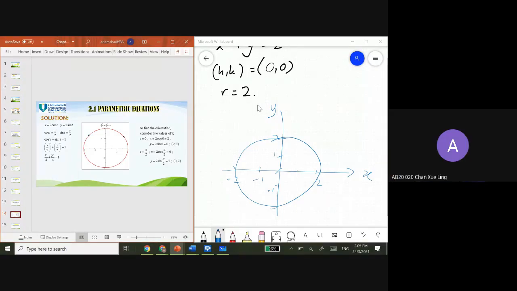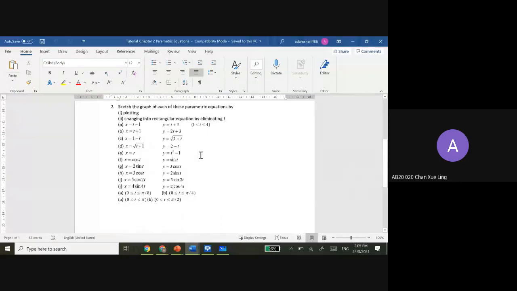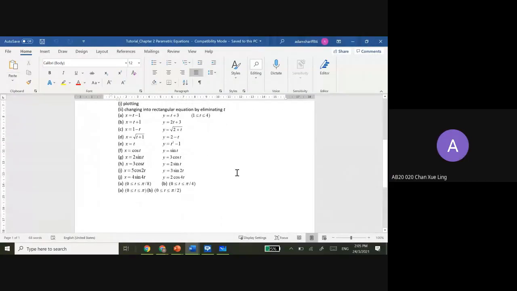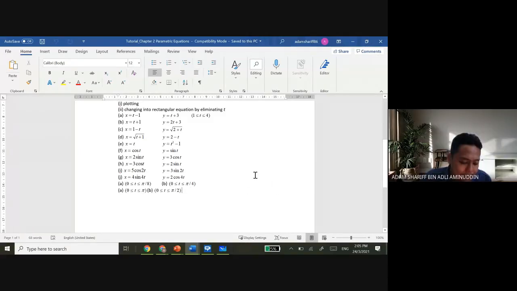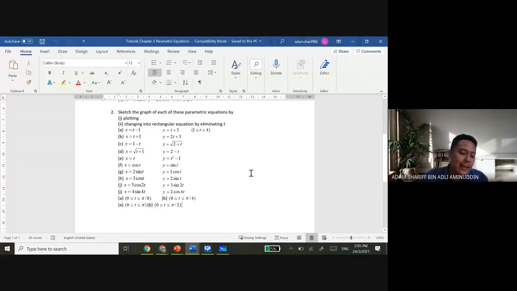Soalan lain? Ya, saya nak tanya itu tutorial. Ya, tutorial mana? Sir boleh tunjuk tutorial chapter 2 tak? Sir scroll ke bawah. Yang last dua tu untuk apa? Okay, dia adalah soalan yang sama. It is the same question with just a different boundary of t. Dia range t dia berbeza.